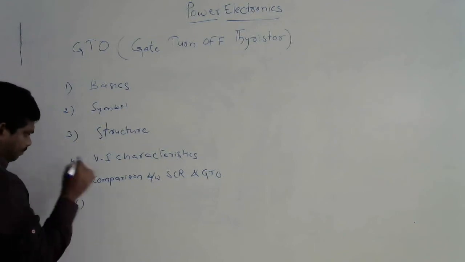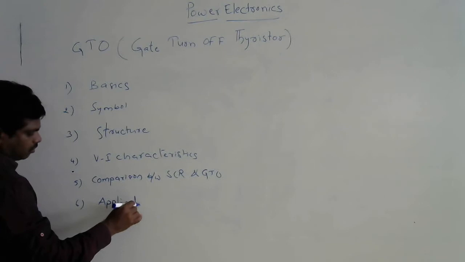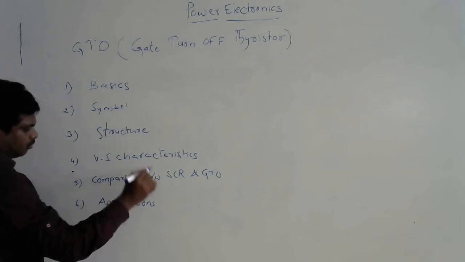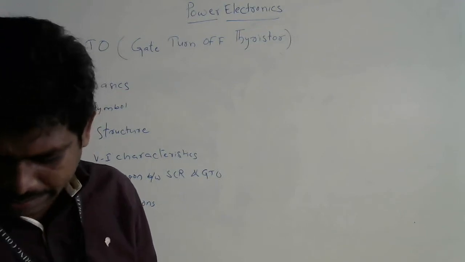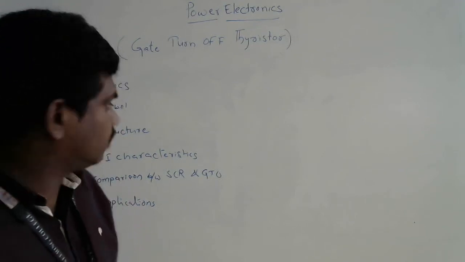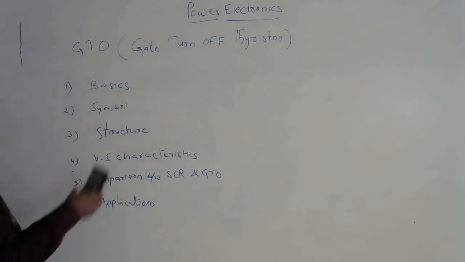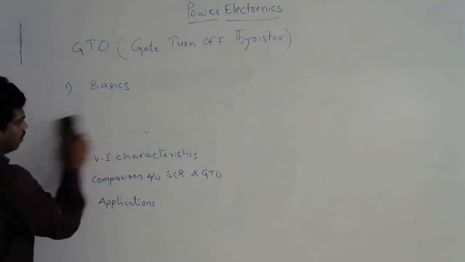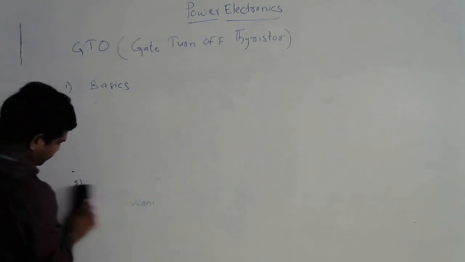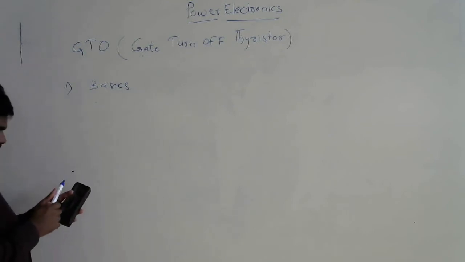And lastly, we'll see applications of GTO. So these are my outlines, which show the entire topic about the gate turn off thyristor. Right? We'll go one by one. We'll see first basics.